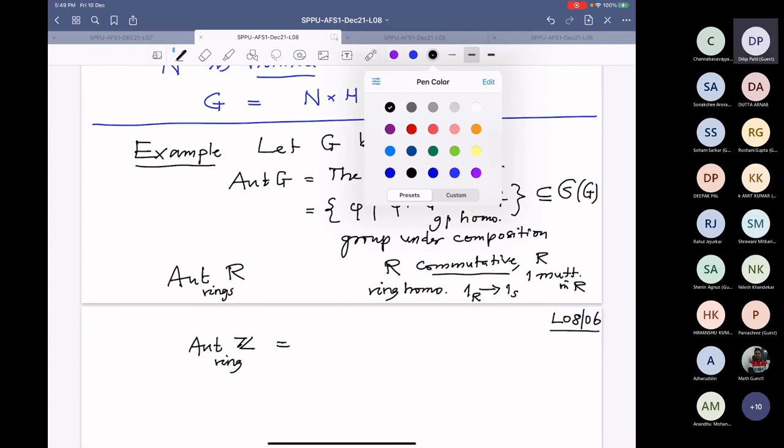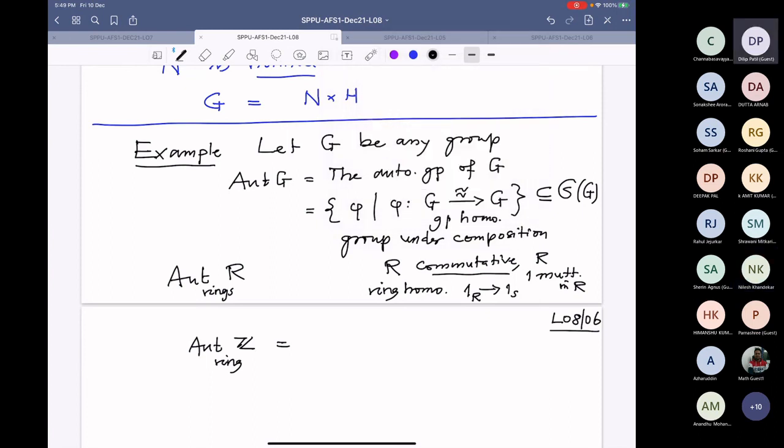Which are the automorphisms? Identity and minus identity. Oh, isomorphic to Z2. But I just now said a ring homomorphism requires identity to go to identity. So is minus identity allowed? Where will one go? Tell me your definition. One should go to 1.